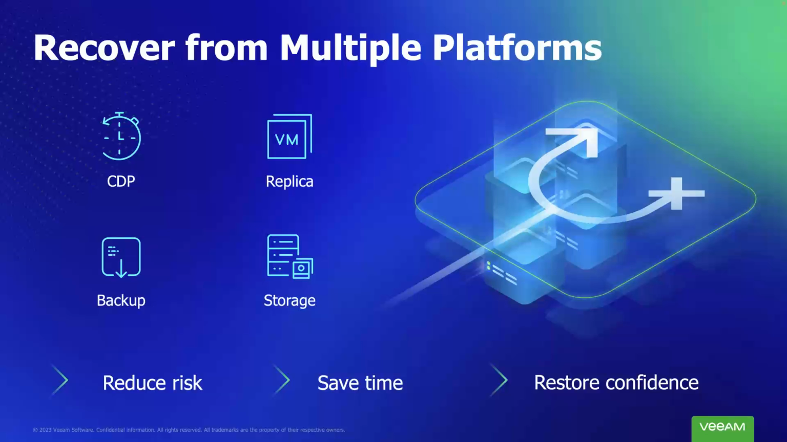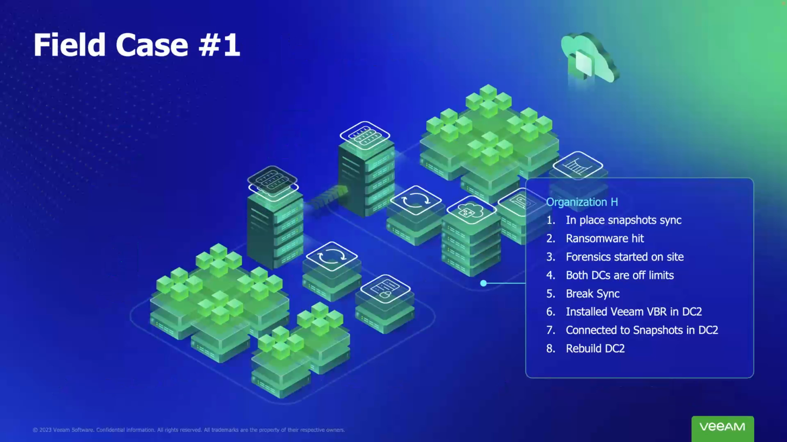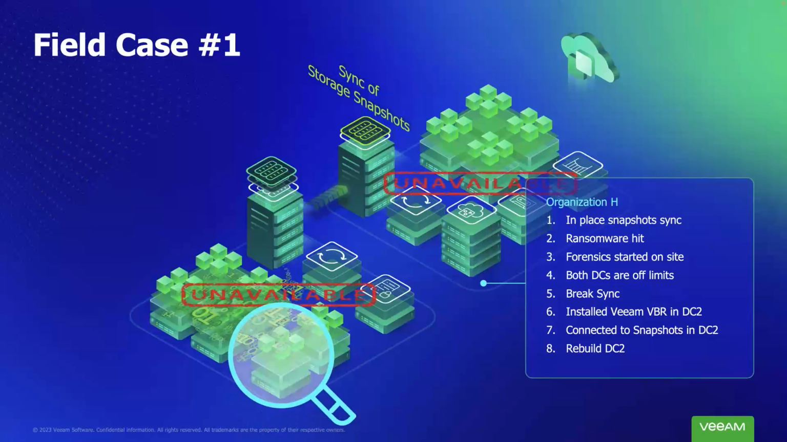So next, let's go into a few field cases. This is an organization that has two data centers, an active-passive environment whereby they are using storage replication from production to the DR site. However, malicious ransomware hits their production site and the replication of their storage array. Whatever gets corrupted or hit by ransomware, the encrypted production data gets replicated to the storage array on the DR site.